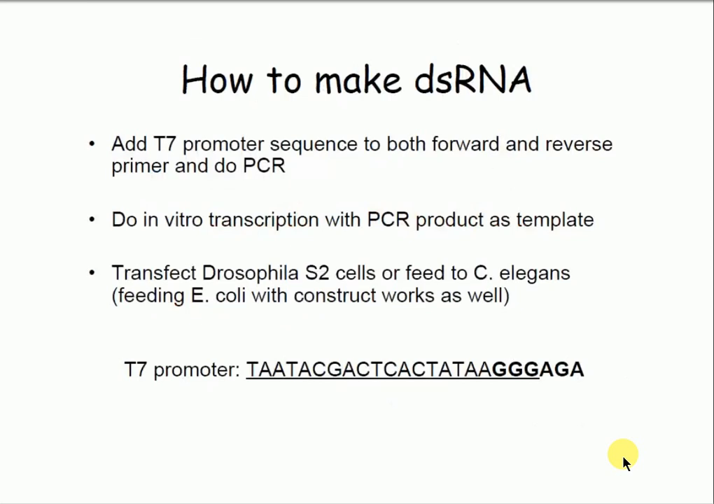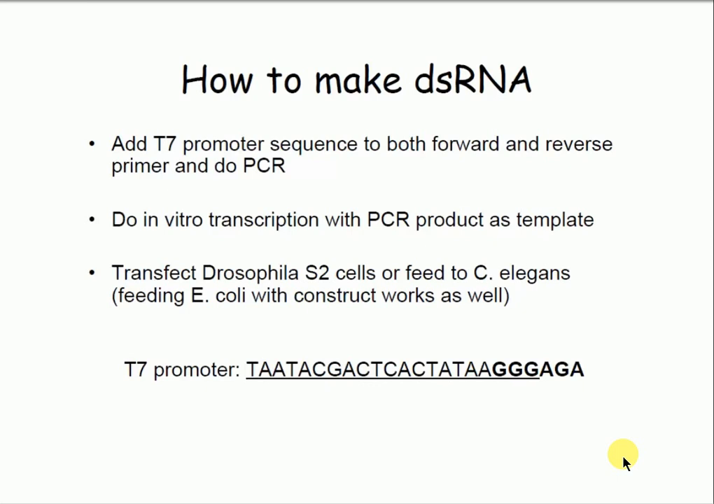So how to make long double-stranded RNA? This is very simple. We design PCR primers with T7 promoters in it, and then we amplify a piece of DNA. A T7 promoter is a short 20 nucleotide sequence that is recognized by a bacterial polymerase that you can buy. It will recognize the sequence and then transcribe. So if you give a T7 promoter, T7 polymerase, nucleotides, it will make you RNA very efficiently.